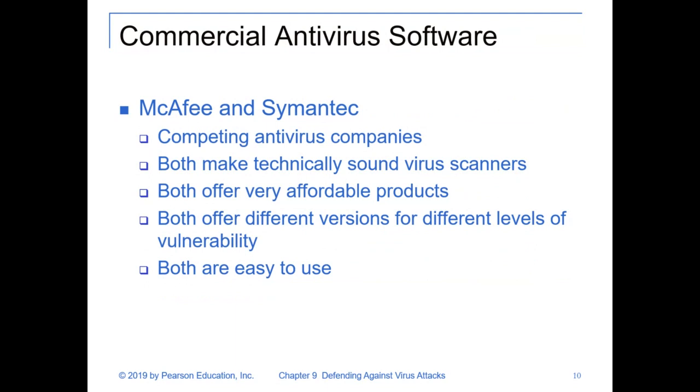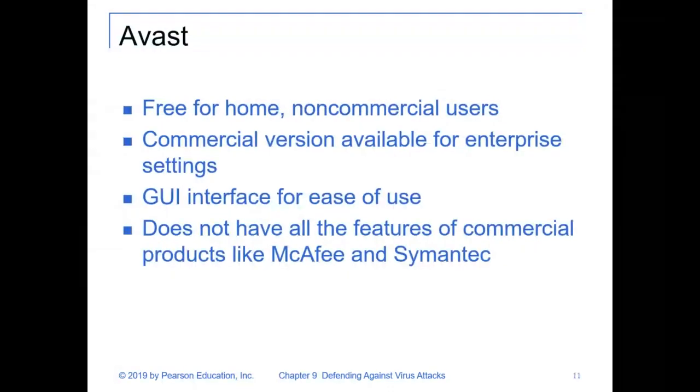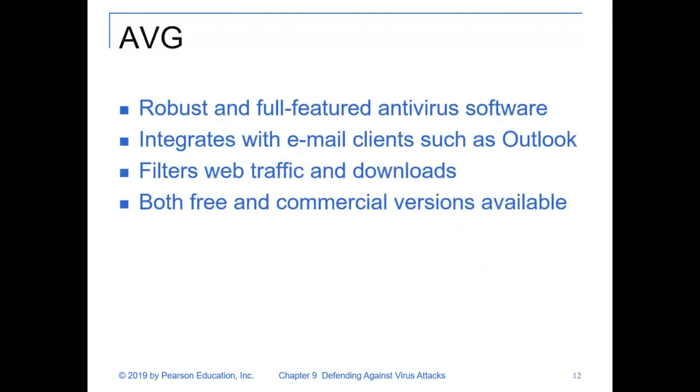Avast is free to home and non-commercial users. It does have a GUI interface. It does not necessarily have all the features of a commercial product like McAfee or Symantec. AVG is another that has a free version, and they also have a commercial version. It integrates with email clients such as Outlook, and filters web traffic and downloads as well.